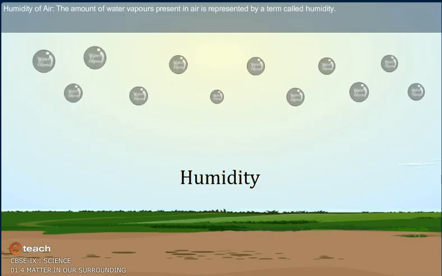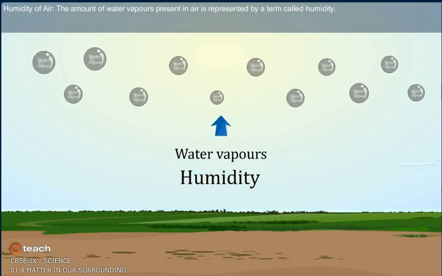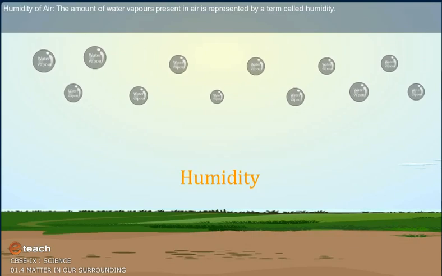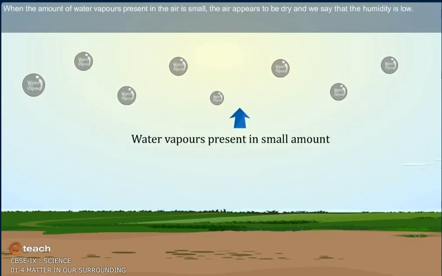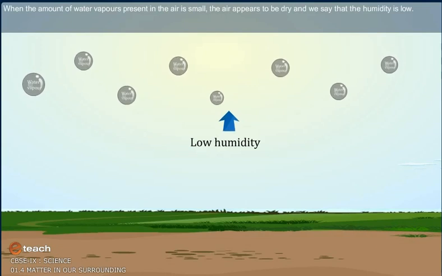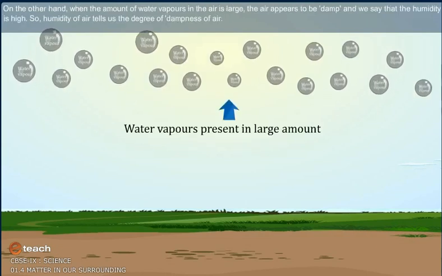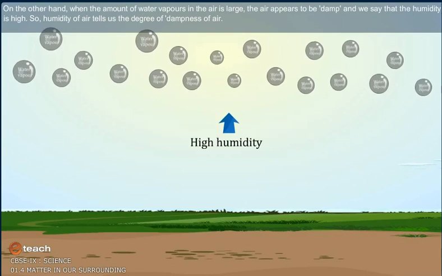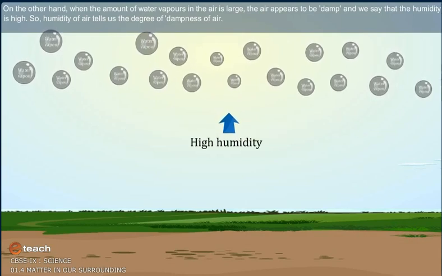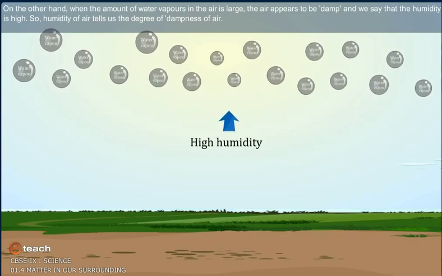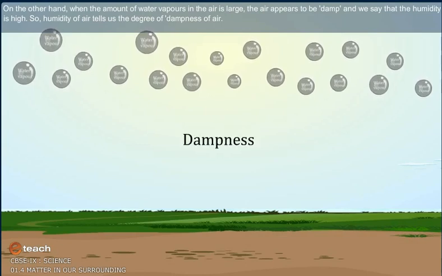Humidity of air. The amount of water vapors present in air is represented by a term called humidity. When the amount of water vapors present in the air is small, the air appears to be dry and we say that the humidity is low. On the other hand, when the amount of water vapors in the air is large, the air appears to be damp and we say that the humidity is high. So, humidity of air tells us the degree of dampness of air.